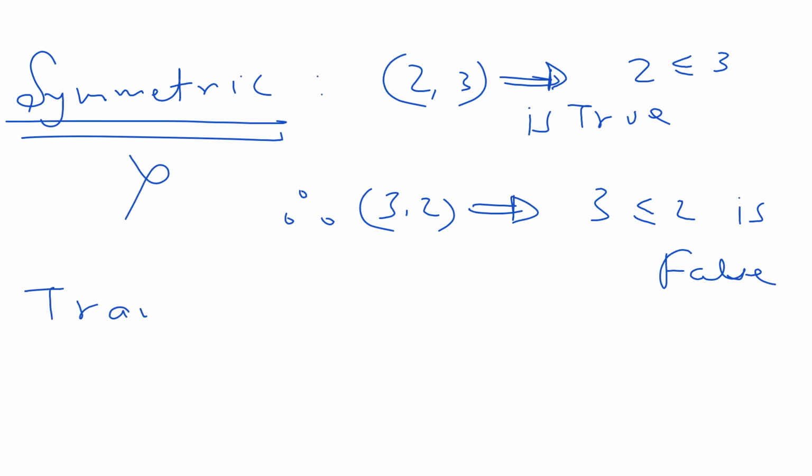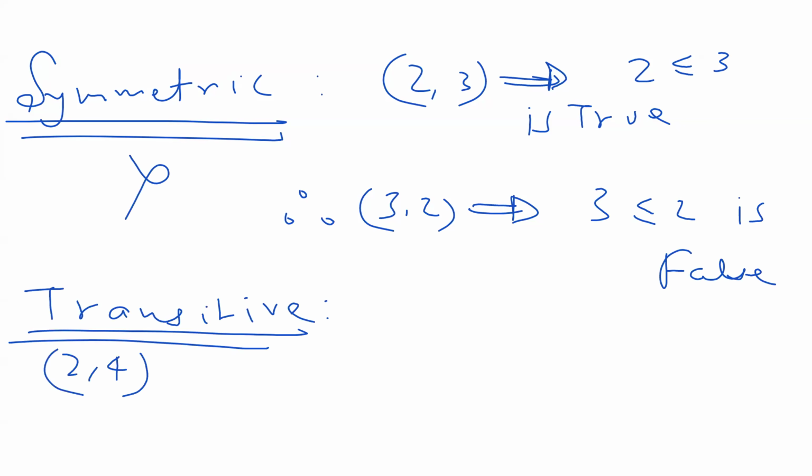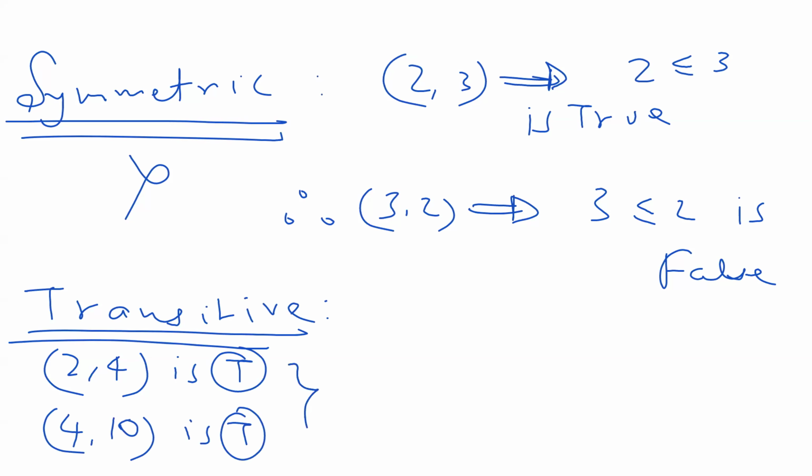Transitive. Now let 2 comma 4 be true. We know it's true. 2 is less than or equal to 4. And let's say 4 comma, which should start with 4, to check transitivity, 4 comma 10 is true. Both the statements are supposed to be true. They are a part of the relation.